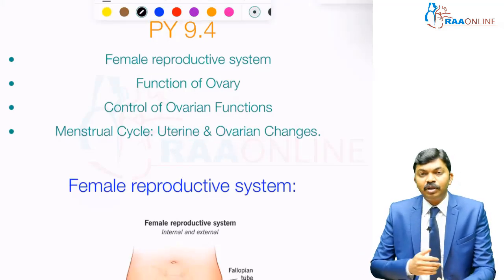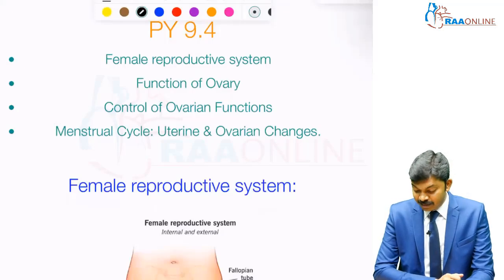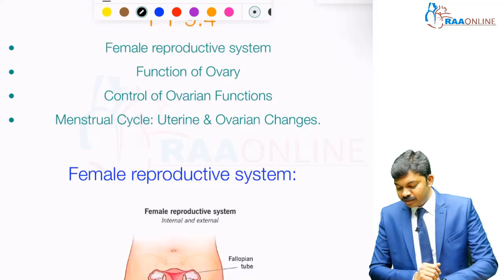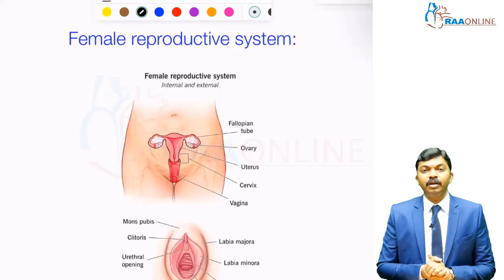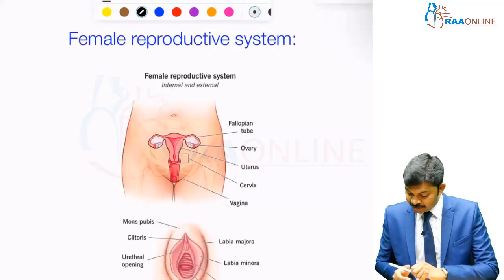What you are supposed to learn in this competency is again the basics: functions of the ovary, control functions, the menstrual as well as uterine cycle, and the ovarian cycle, guys. To begin with, the female reproductive system.